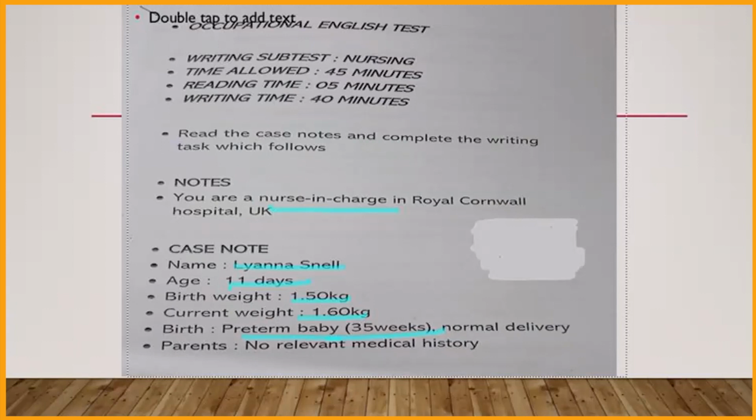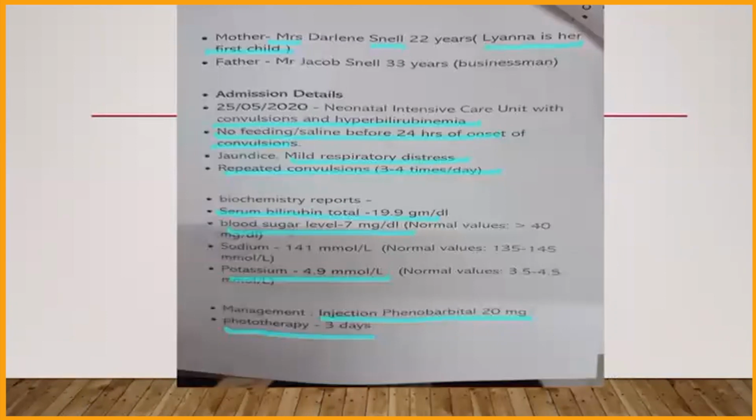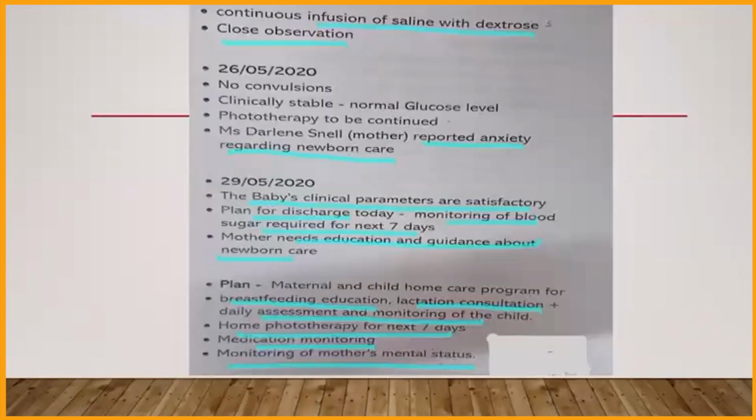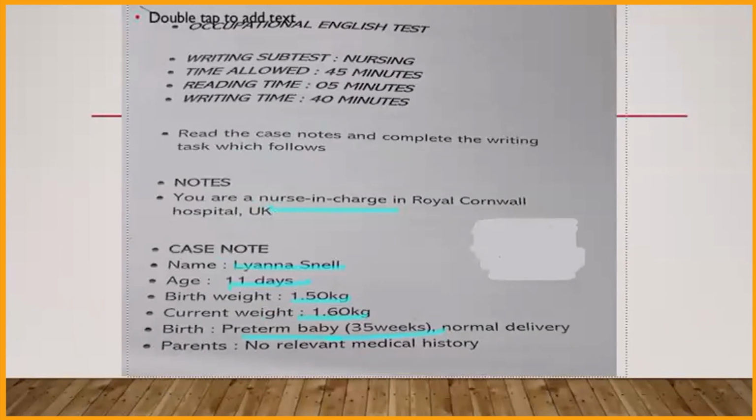Liana, the first baby. Okay. Preterm baby. Here it's given Liana is a first child. So you can include that. Liana is the first child to her parents. She was a preterm baby with a birth weight of 1.50 kg, and currently she weighs 1.6 kg. Currently weighs.